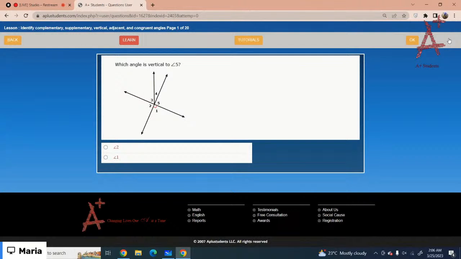So the vertical angles are the angles that form on the two lines that are intersecting but opposite to each other. Angle 2 is opposite to angle 5. That means the vertical angle to angle 5 is angle 2.